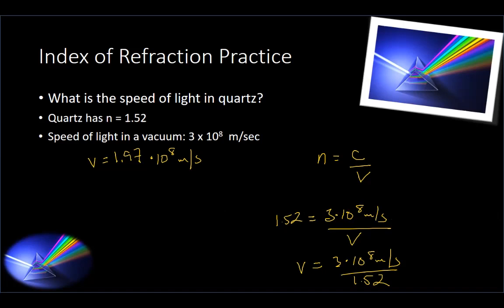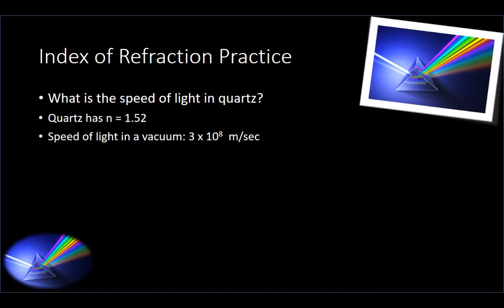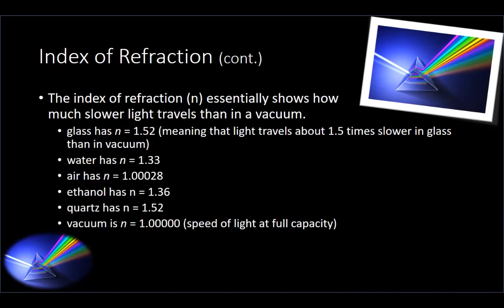Hopefully you got that and you understand the relationship between the speed of light in a vacuum and what the index of refraction tells us. If we take this understanding, we can begin to look at different materials and what their indices of refraction are. The index of refraction essentially shows how much slower light travels than in a vacuum. Glass, for example, has an n value of 1.52, meaning that light travels about 1.5 times slower in glass than it does in a vacuum.